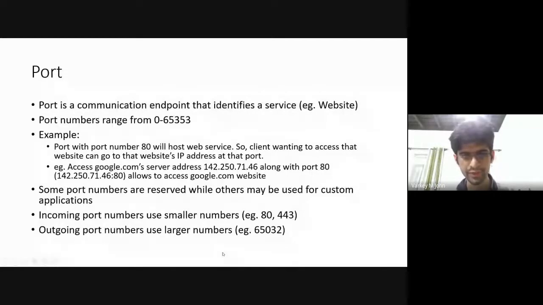So when we are connecting to, let's say, the google.com server, google.com will have either 80 or 443 as its incoming port number. But from our own device, we will also be using a port number, which is called the outgoing port number. That is probably a very large port number, and that is what google.com's server will use to communicate with our device.